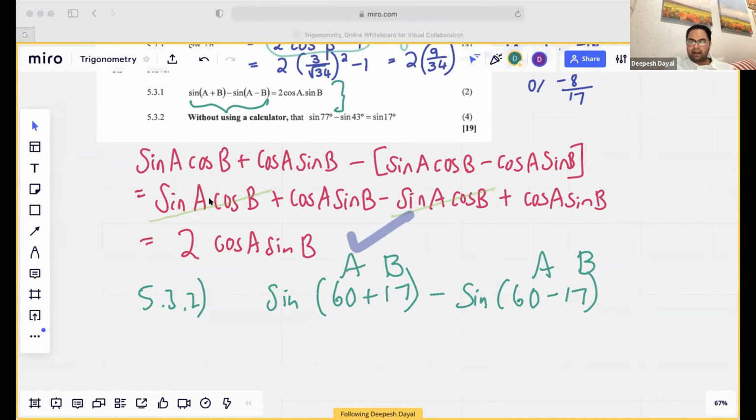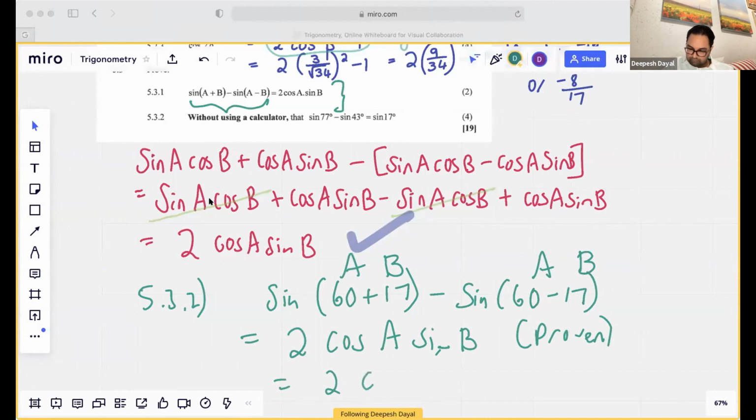Okay, now we're going to see. You can expand it out, but why should we do that? Because we know sine A plus B minus sine A minus B actually equals 2 cos A sine B, right? So it's going to be 2 cos A sine B based on the previous one. I'm just going to write "proven". So this equals 2 cos 60 sine 17.